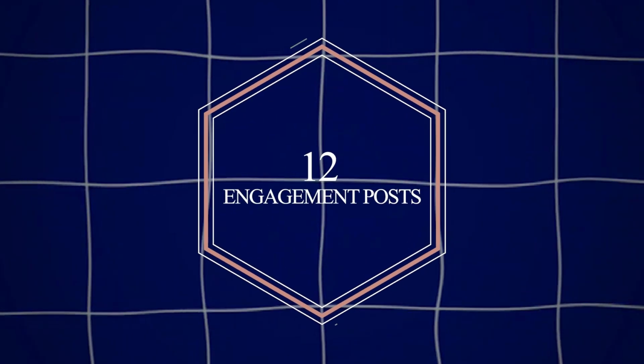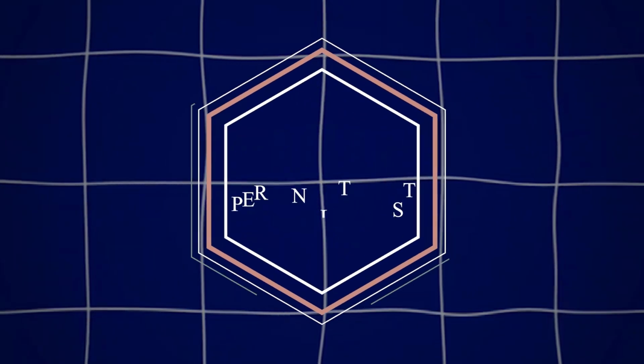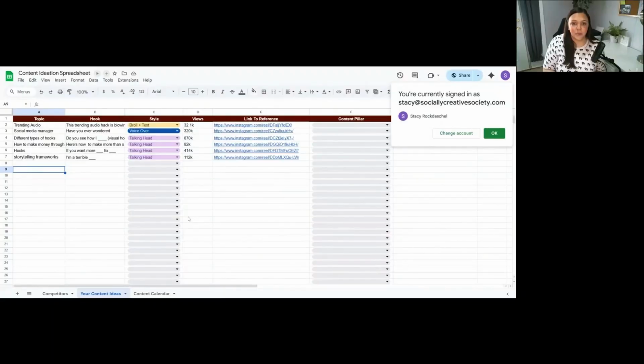So here's exactly what I would do if I was in your place. To start every month, I would do 12 engagement posts, 12 authority posts, and then the remaining 6 would be personality posts. This gives you 30 days of content strategically separated into 3 different content pillars. Now that we've covered our content strategy, we can write our content scripts.